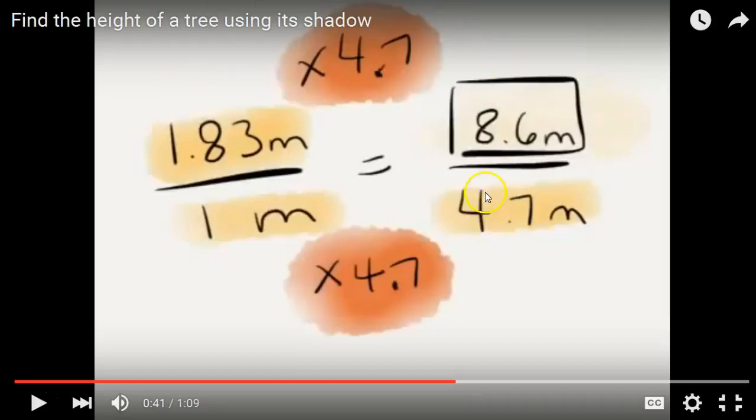And you would have had to divide 4.7 by 1 to get that change, which really works easy when this is 1, but it's not always 1. So be careful on that one. Cross multiply and divide to find your missing piece.